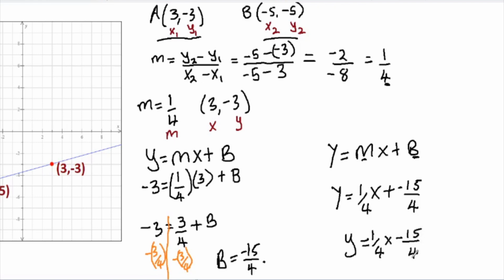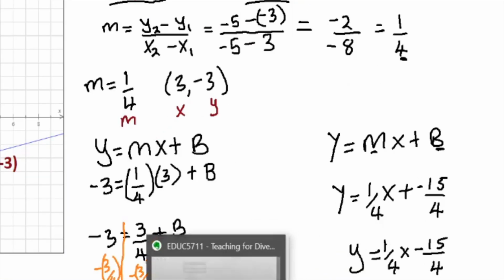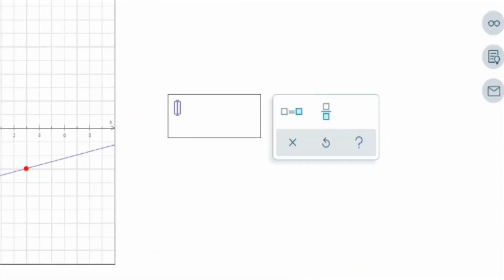And that is what you plug into your book here. You say y equals 1 divided by 4 x minus 15 divided by 4.